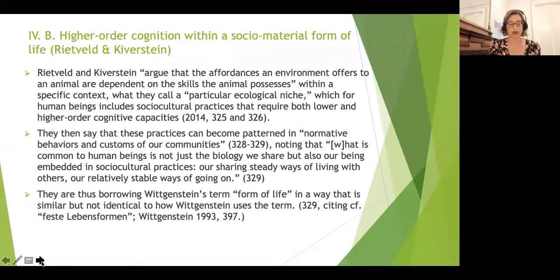So in their article, A Rich Landscape of Affordances, Rietveld and Kiverstein argue, quote, that the affordances an environment offers to an animal are dependent on the skills the animal possesses, close quote, within a specific context, what they call a particular ecological niche. We've heard this phrase earlier this week, which for human beings includes sociocultural practices that require both lower and higher order cognitive capacities. They then say that these practices can become patterned in, quote, normative behaviors and customs of our communities, close quote, noting that, quote, what is common to human beings is not just the biology we share, but also our being embedded in sociocultural practices, our sharing steady ways of living with others, our relatively stable ways of going on, close quote. They're just borrowing Wittgenstein's term form of life here in a way that's similar but not identical to how Wittgenstein uses the term.